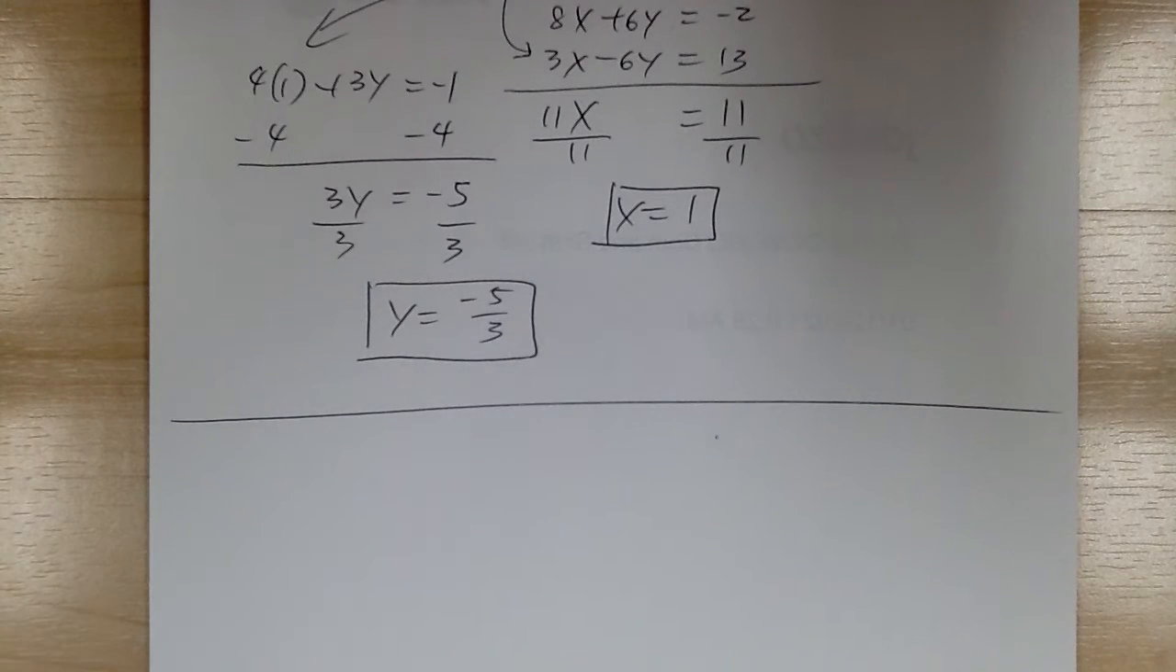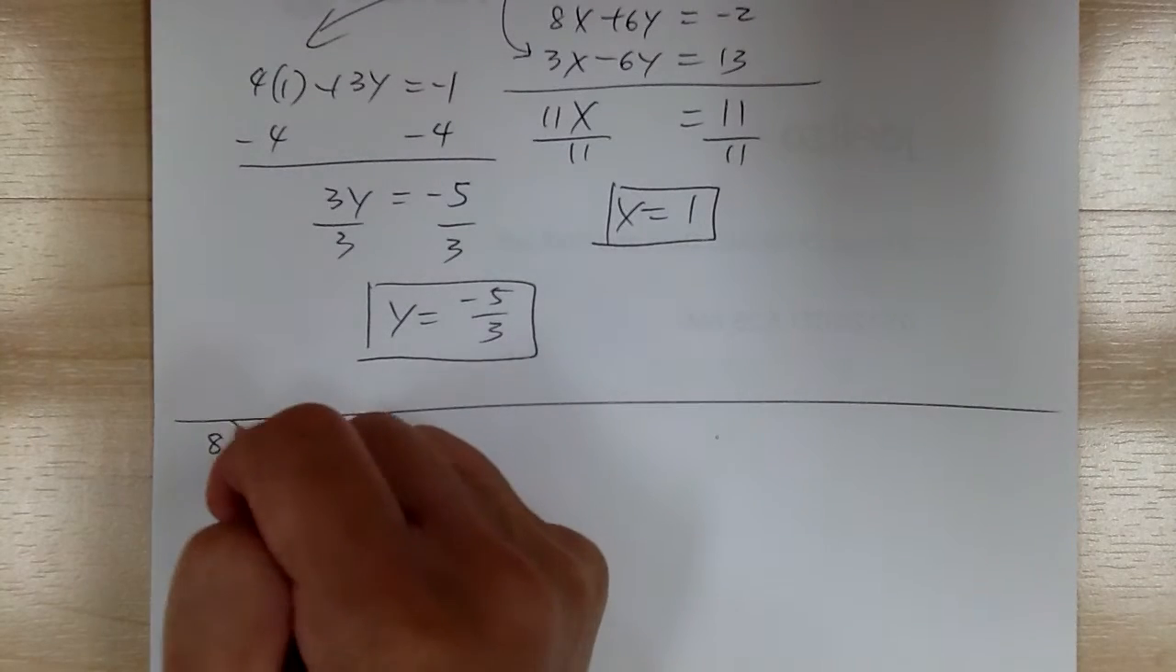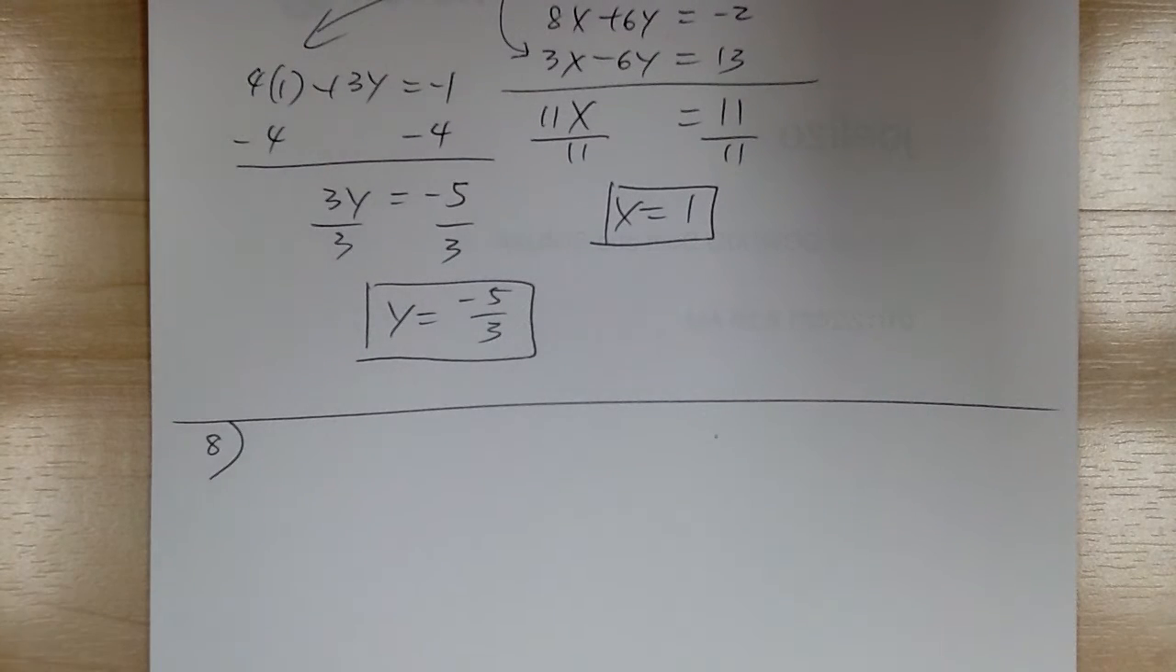Okay, let's go to number 8. And as you do this, make sure you check your answer as you go to make sure that you're doing it correctly. Okay, so let's go and check the answers very quickly. Okay, it's easy. Okay, let's go to number 8.